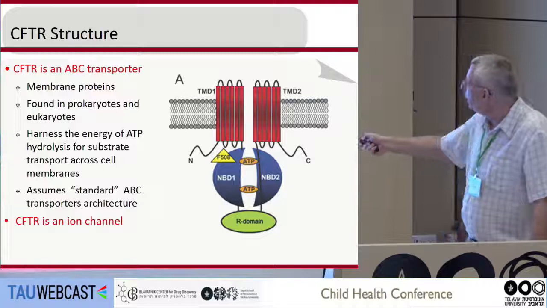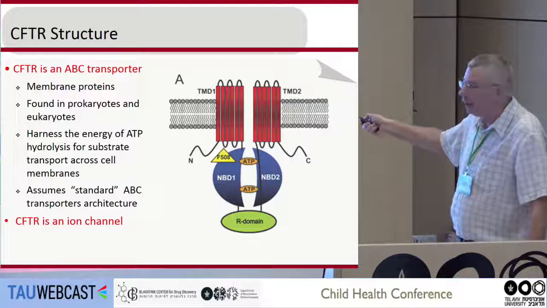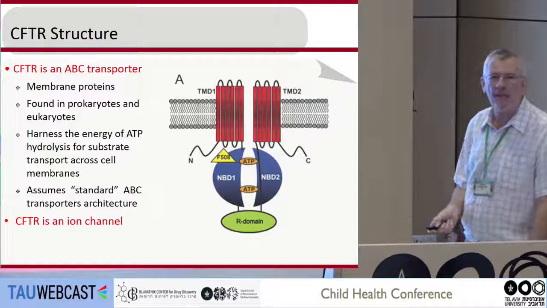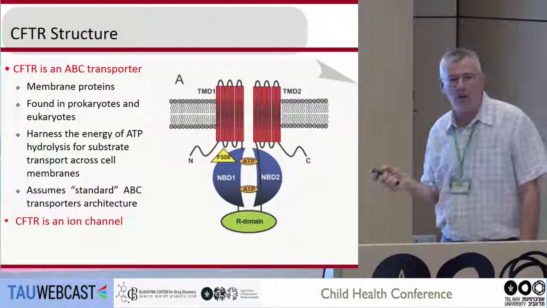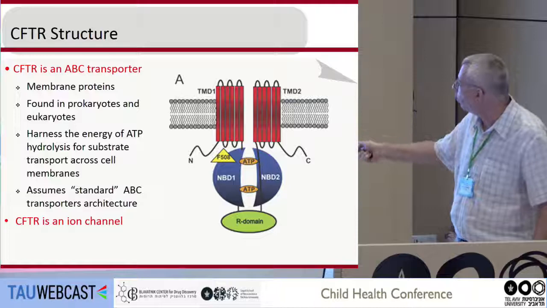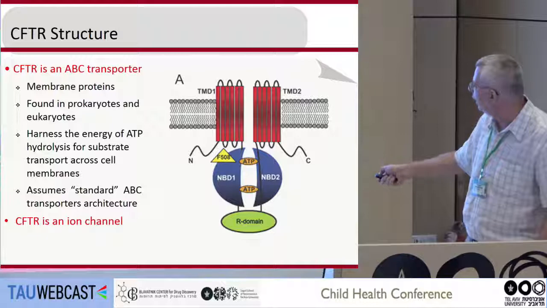And here's a cartoon of CFTR. So this is the membrane. These are two membrane spanning domains, and the chloride conductance channel is somewhere in here. Now there are two NBDs. NBD stands for nucleotide binding domain, and the role of these NBDs is to bind ATP and hydrolyze ATP. And in doing so, they control the opening and closure of the channel. This is called gating. This is an ion channel. It can conduct ions only when it is open. So the opening and the closure are controlled by hydrolysis and binding of ATP.